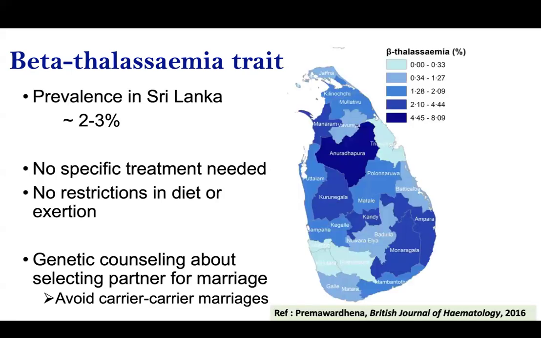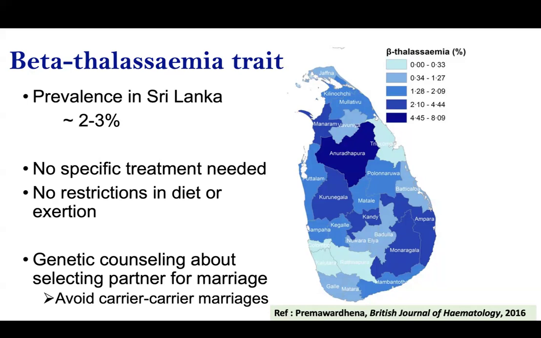How prevalent is this? Yes, it's highly prevalent. 2 to 3% of the Sri Lankan population have thalassemia trait. That is what our surveys have found. So that is 1 in 30 to 1 in 40 will be thalassemia trait. So if you see 30 patients in your general practice per day, one person is likely to have thalassemia trait. That is so common, beta thalassemia trait.